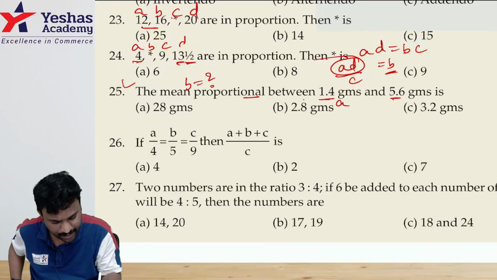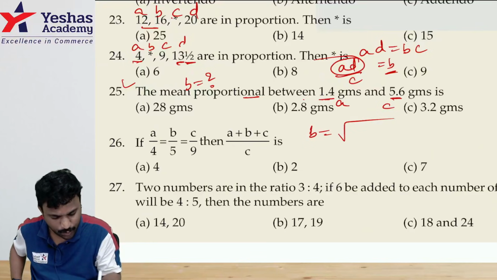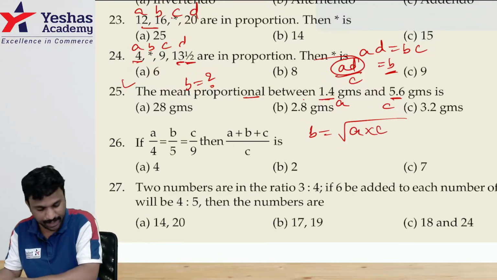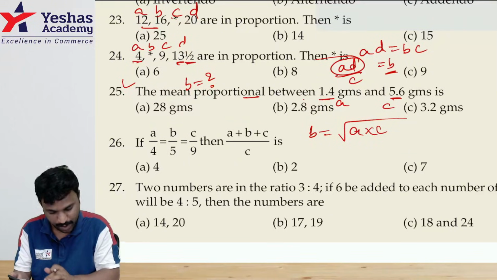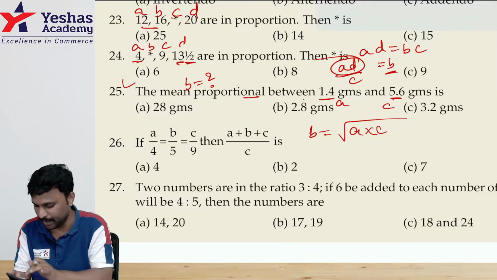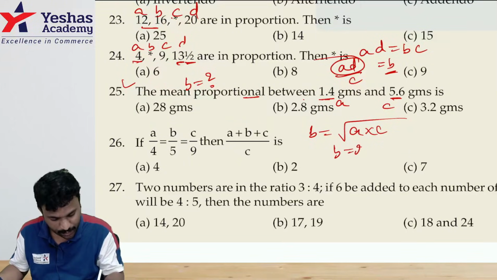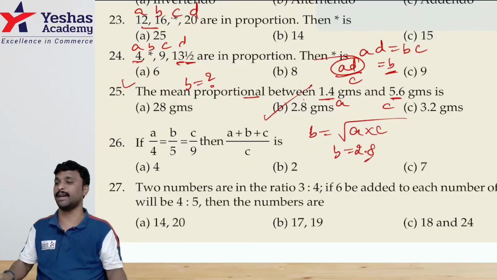Guys, moving on, the mean proportional between, guys, mean proportional means B value. Definitely these two values given are A and C. What is B? Root of A into C. Everybody, 1.4 into 5.6, press equal, then press the root, it is 2.8. So option B is the right answer.